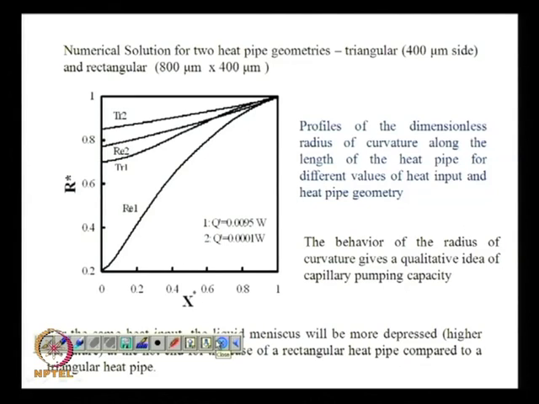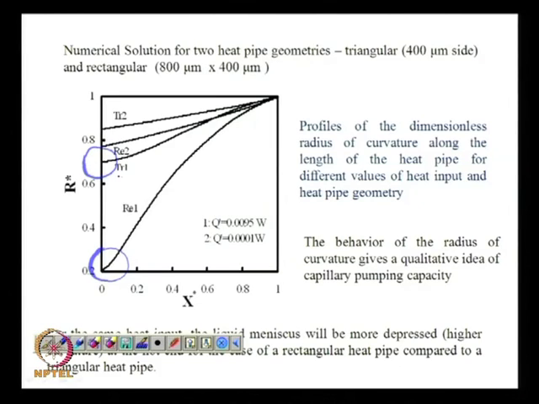Now, what you can see is that for RE1, for some value of the heat flux, the radius of curvature has come down to about 0.2, whereas for the same heat input, the radius of curvature even at the hot end is close to 0.7. So, for a triangular groove, I can still increase the heat flux to a higher value, and the triangular groove will resist the formation of a dry spot up to a higher value.